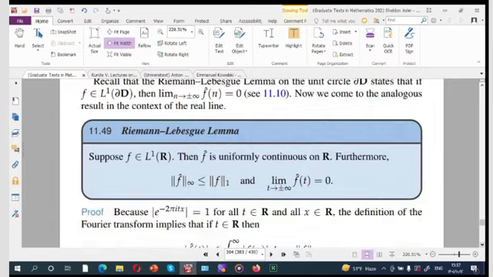And we saw the Riemann-Lebesgue lemma that says, suppose f belongs to L1 of R, then f hat is uniformly continuous on R. Furthermore, the infinity norm of f hat is less than or equal to the one norm of f, and this limit equals 0: the limit of f hat of t when t tends to minus or plus infinity. Okay? This equals 0.